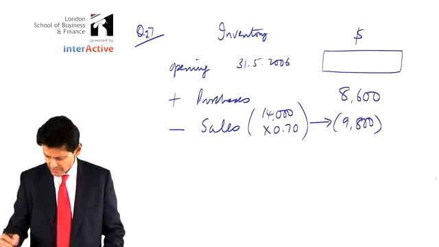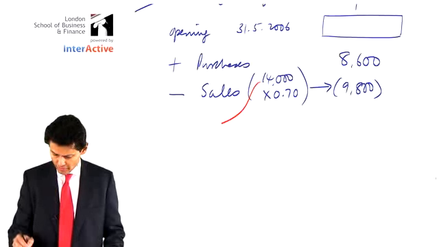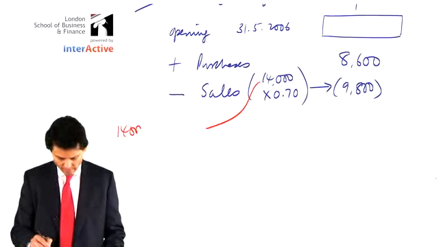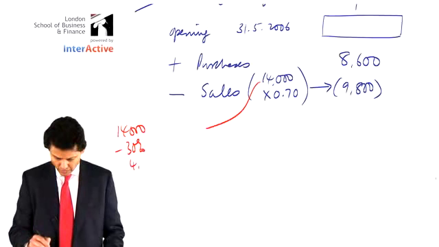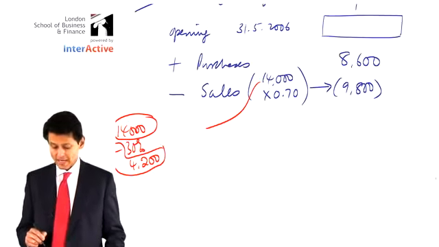17 fours are 68. Alternatively, what you could do is to take your 14,000 and minus from that 30%, which is, of course, 4,200. So what's 14,000 minus 4,200? The answer, of course, is 9,800.